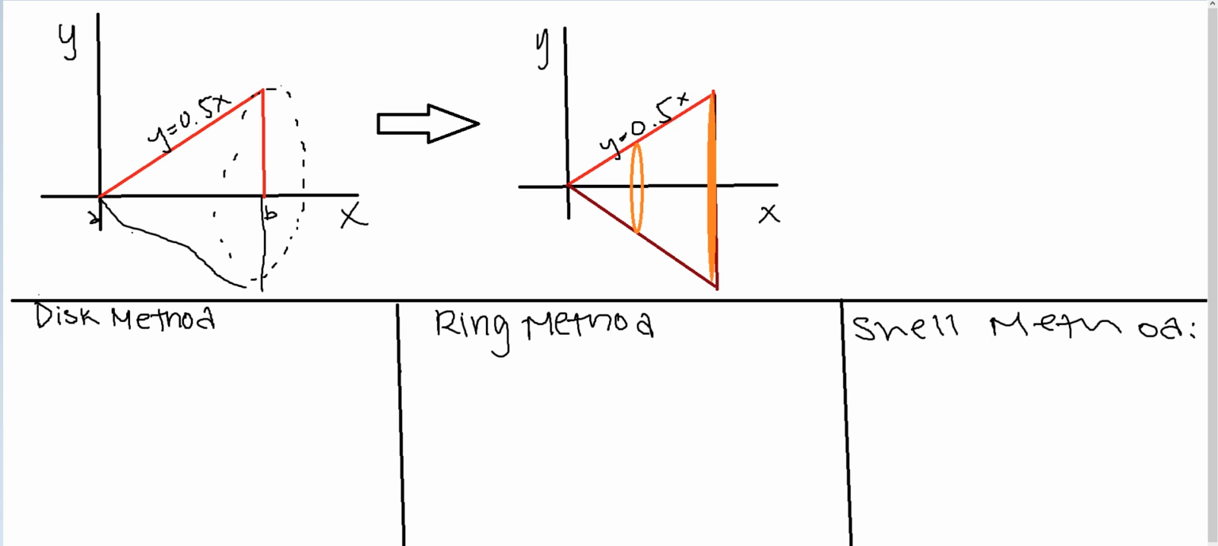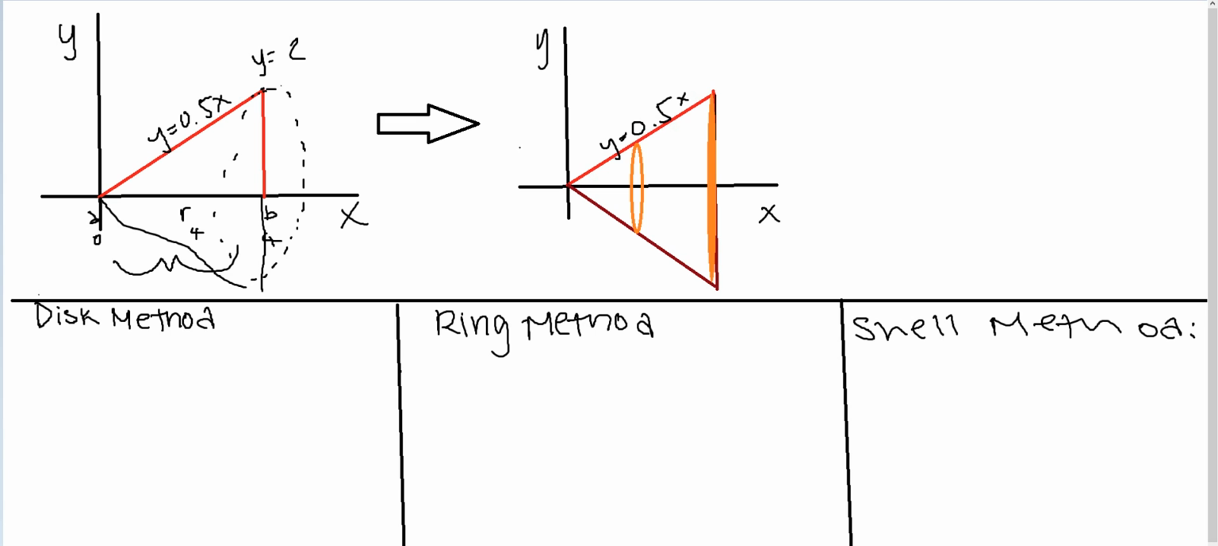So if we were to say that a is 0 and b is 4, we know that our function is moving up until y equals 2 at this point. So our radius of our washer is going to be 4 because it's a distance of 4, and it would be at y equals 2. So there are three different methods for three different scenarios.